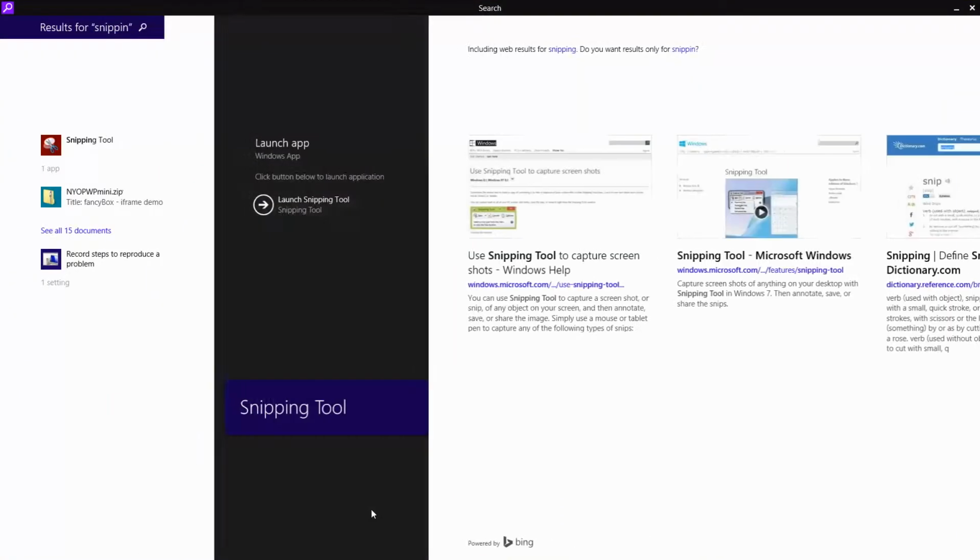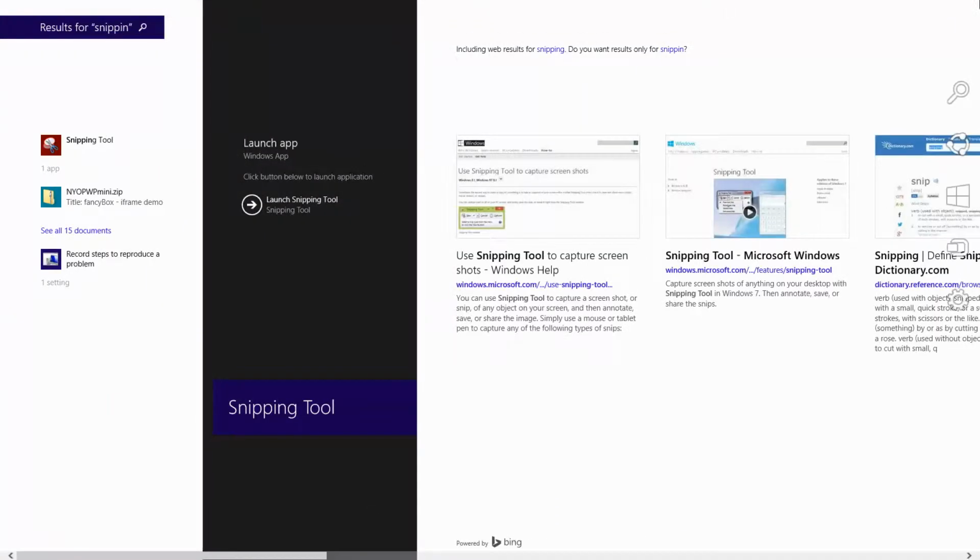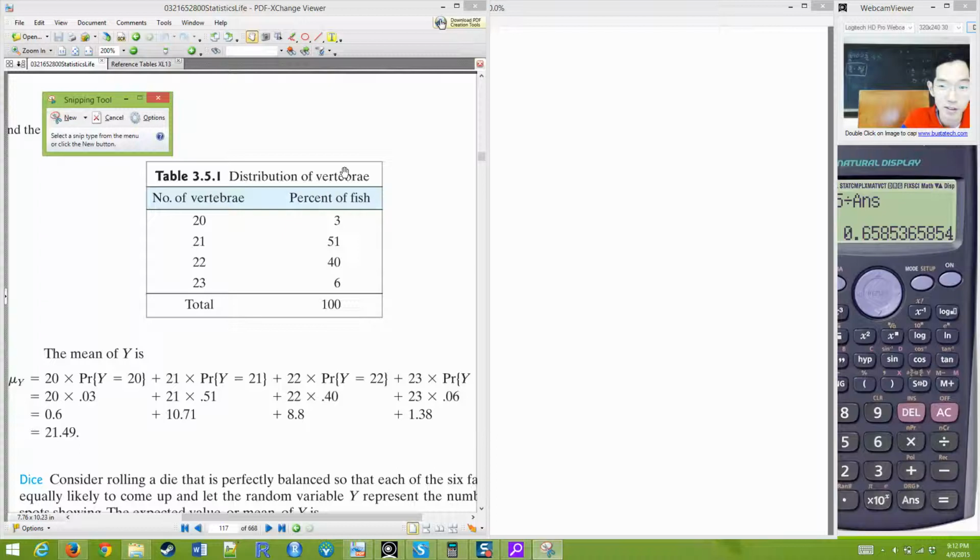No, that's not what I wanted. I wanted the snipping tool, not... Okay.